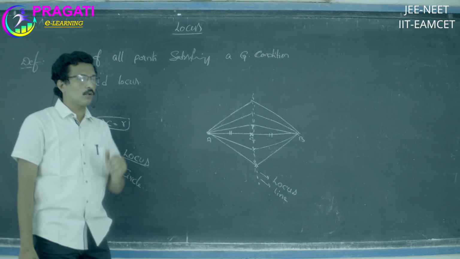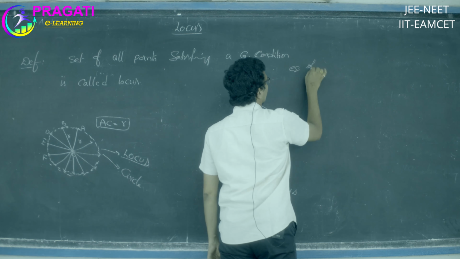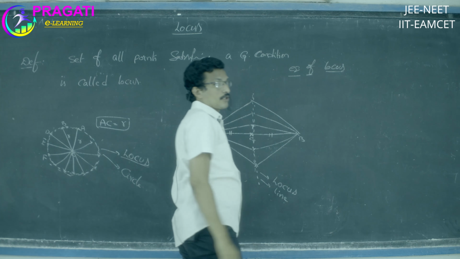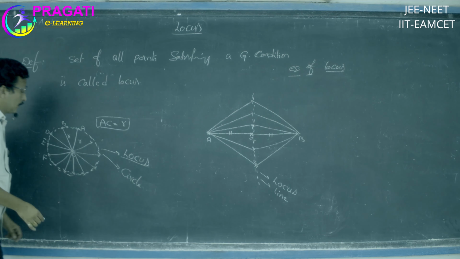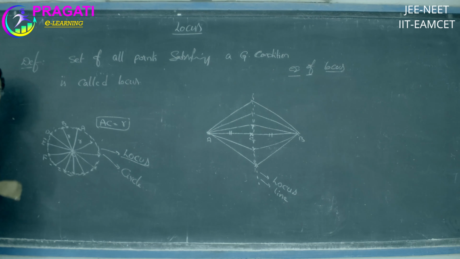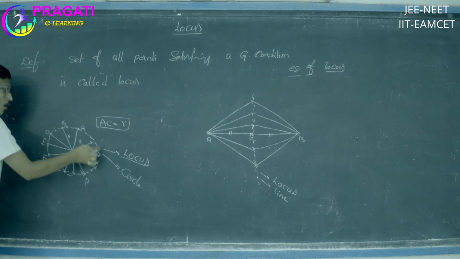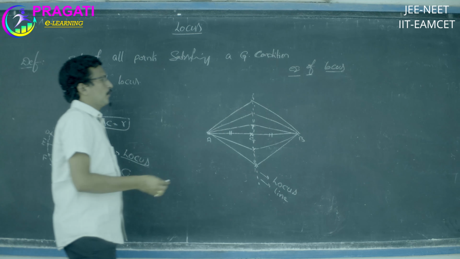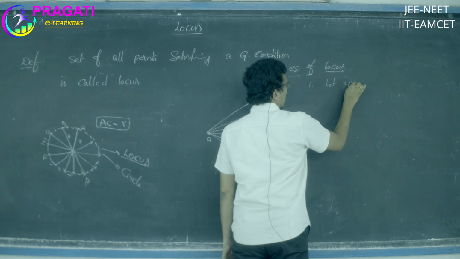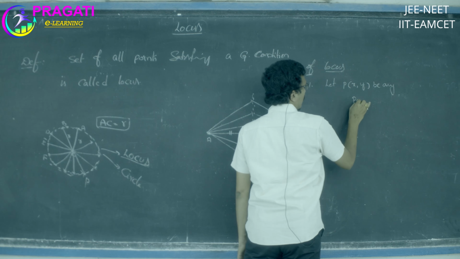What is the equation of the locus? How to find the equation of locus? Here it is the locus. So many points are there in the circle. Suppose one of the points is P. Here P is a point on the locus. So the first point is, let P(x, y) be any point on the locus.